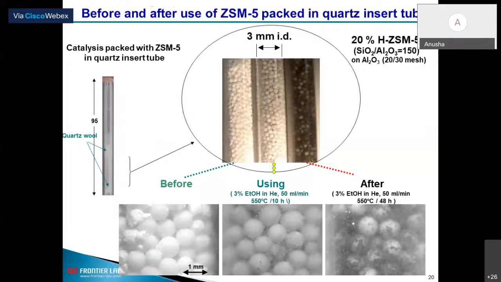There is also another catalyst other than MgO. I spoke about the JDSM catalyst also. This is how JDSM looks before and after use, packed into the quartz insert tube, that means the catalyst tube. Before use, it is milky white, very fair. After using it, you can see small particles deposited on the surface of the catalyst. And further, after 48 hours, you can see black particles appeared on it. So it clearly shows that this is how coking of the compounds gets deposited on the catalyst upon further use.